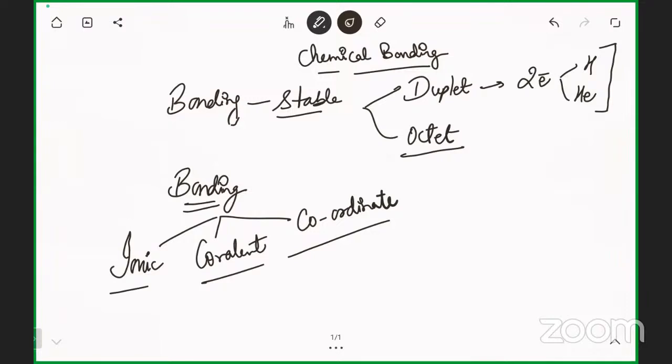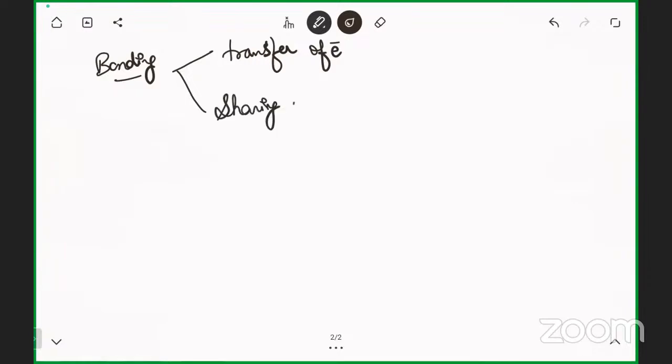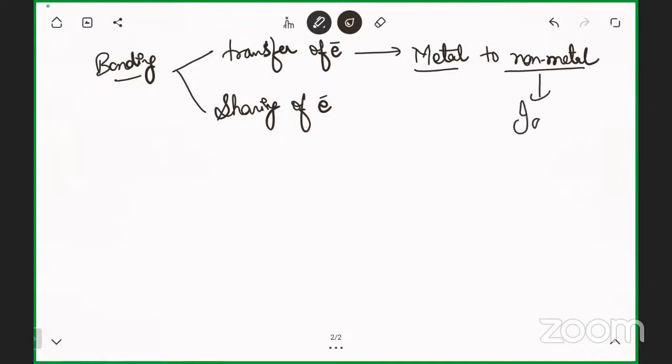Whenever I'm talking about bonding, it occurs only either by transfer of electrons or by sharing of electrons. If I'm talking about the transfer of electrons, that is metal to non-metal transfer, when a metal donates its electron to the non-metal. The bonding in this transfer of electrons is ionic bonding.